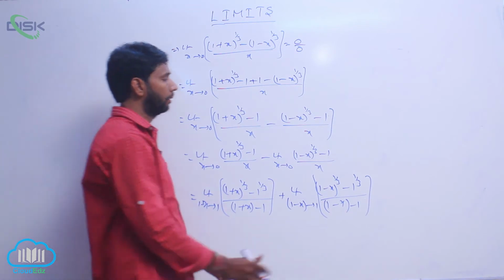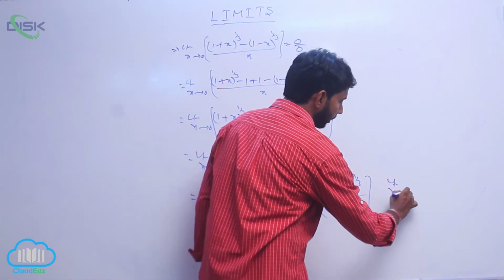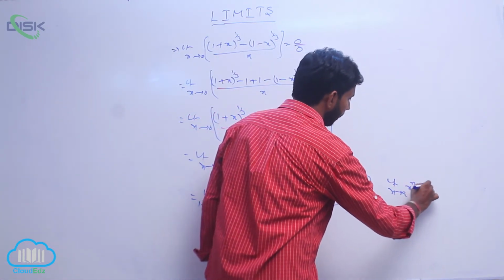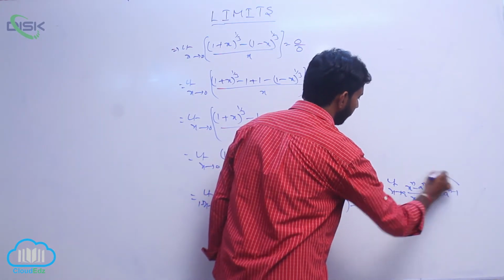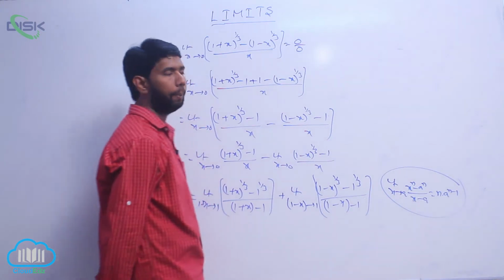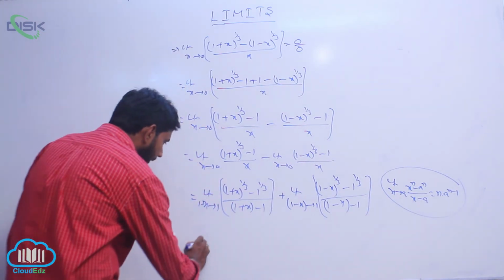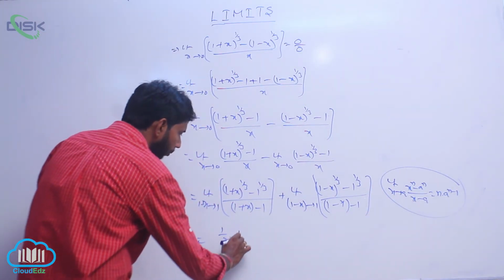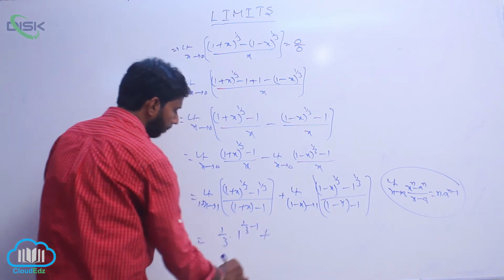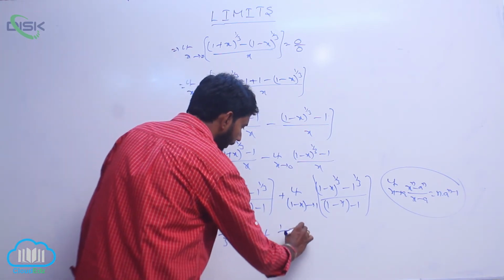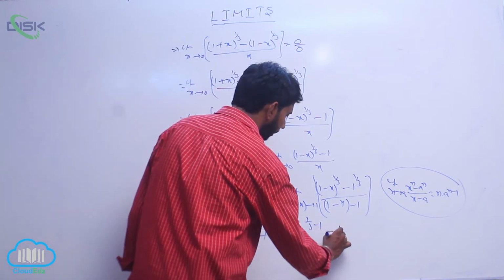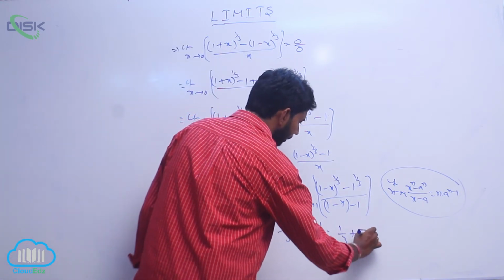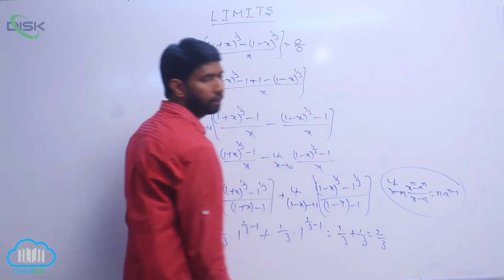The formula is: limit as x tends to a of (x power n minus a power n) by (x minus a) is equal to n into a power n minus 1. That is equal to 1 by 3 into 1 power (1 by 3 minus 1) plus 1 by 3 into 1 power (1 by 3 minus 1). It is 1 by 3 plus 1 by 3. It is equal to 2 by 3.